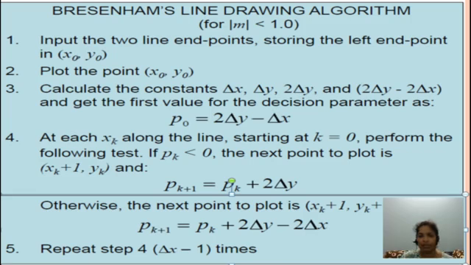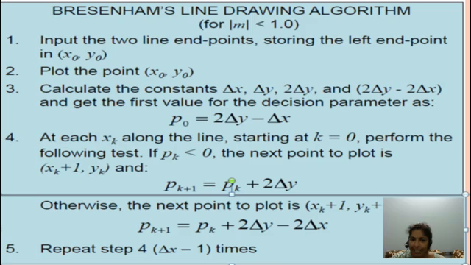So now you see the algorithm. What was the first step? You have to input the first endpoint, that is the left endpoint x0, y0, the starting point, and plot the point. Then the next step is to find the initial decision parameter p0. The equation is p0 is equal to 2 delta y minus delta x. So you got p0.